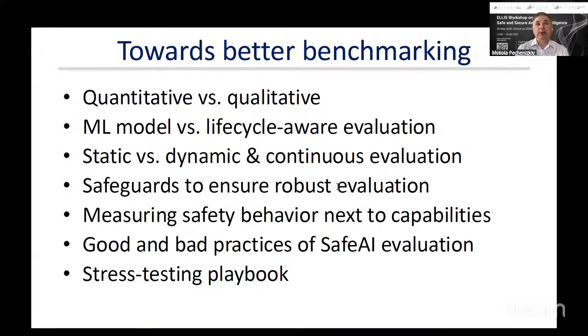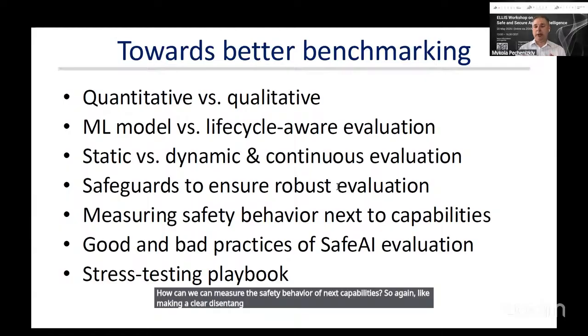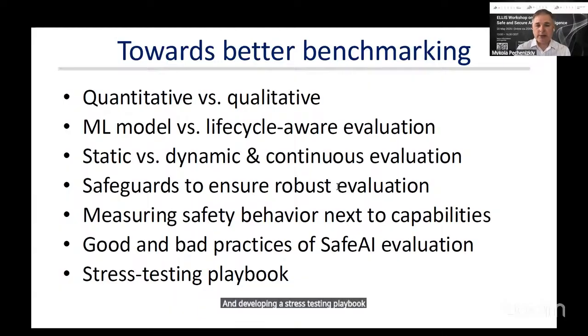How can we measure the safety behavior of next capabilities? So again, making a clear disentanglement between when we check for particular capabilities and when we check for reliability and safety in the context of those capabilities. How can we accumulate good and bad practices of safe AI evaluation and develop a stress testing playbook? Next slide, please.